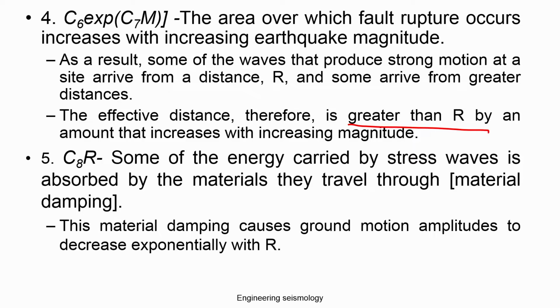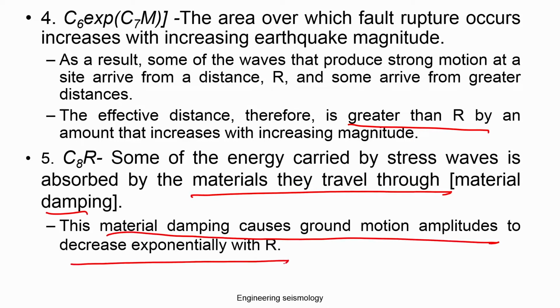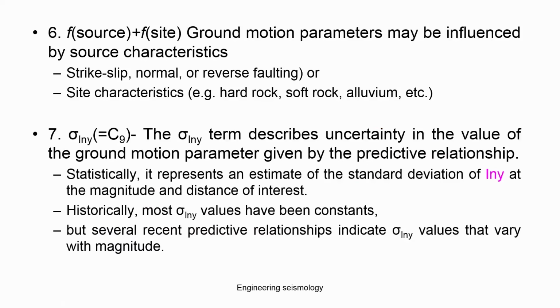Term 5 is modeled on the fact that some energy carried by the stress waves is absorbed by the material as they travel through, which is like material damping. The material damping causes the ground motion amplitude to decrease exponentially with r, which is modeled in term 5. So, term 6 is basically the function of source and site. The ground motion parameters may be influenced by the source characteristics like the fault type, strike slip, normal, reverse faulting, and the site characteristics like rock site, soft site, alluvial site. That part has to be taken care of in portion 6 of the equation.